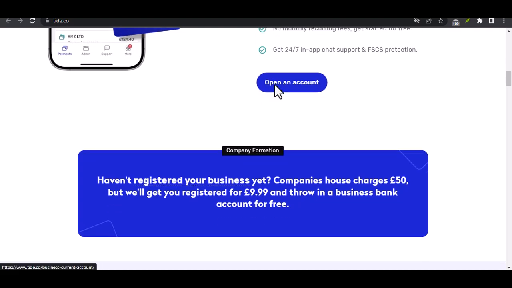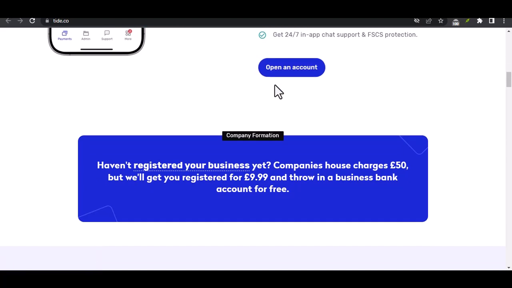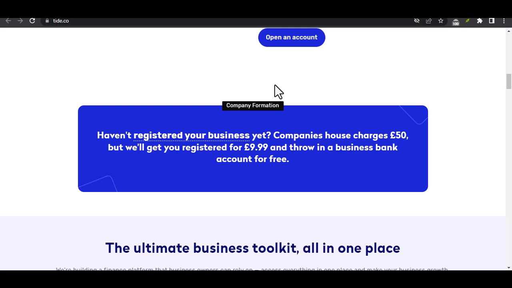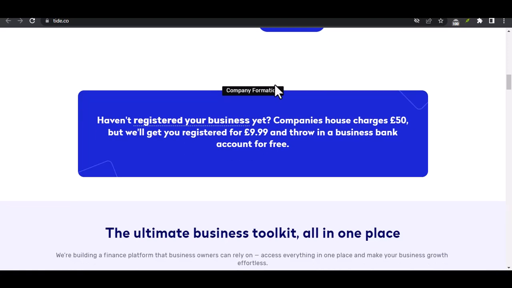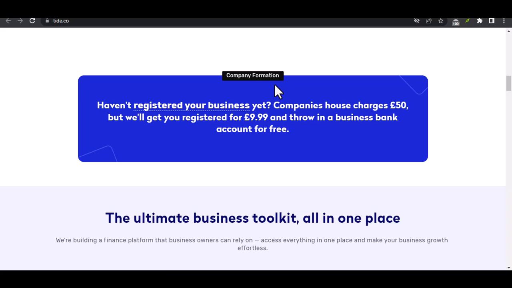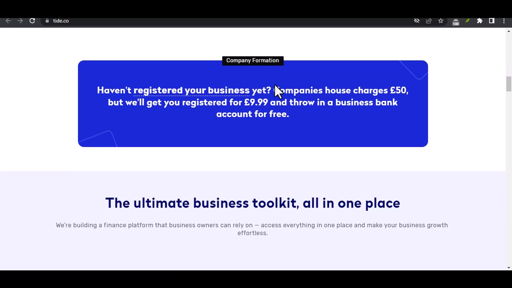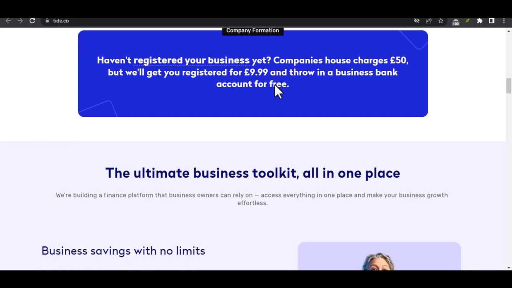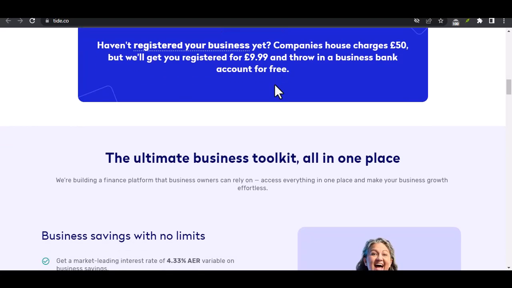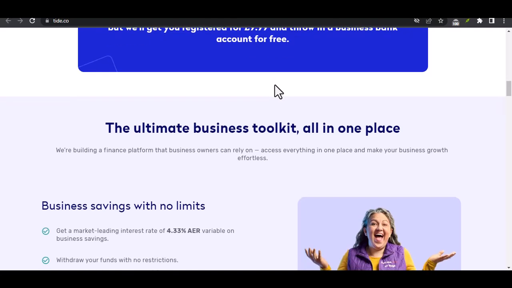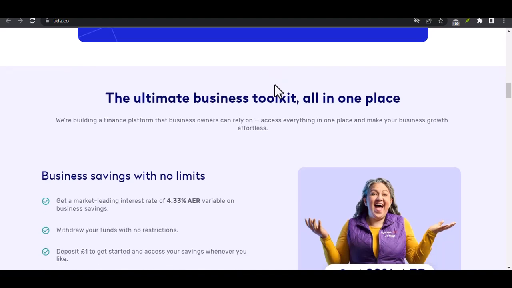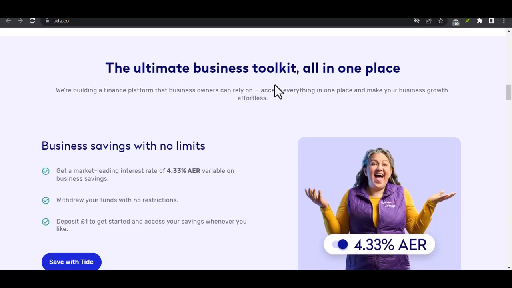Inactivity. Believe it or not, inactivity can also lead to account blocking. If you haven't used your Tide account for an extended period, Tide might deactivate it to prevent security risks. Violation of terms of service. Tide has specific terms of service that users must agree to. If you violate these terms, your account could be blocked. This includes engaging in fraudulent activities, promoting illegal or harmful content, using Tide services for unauthorized purposes.